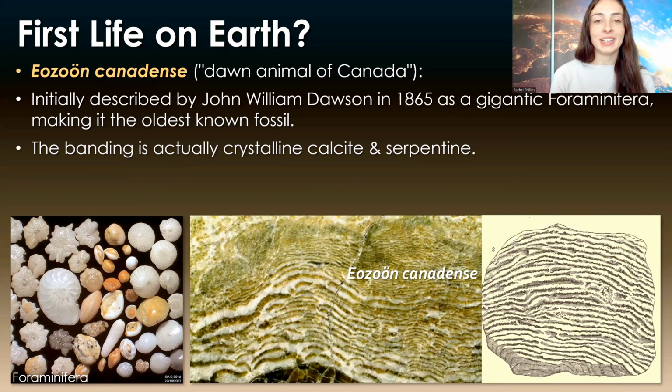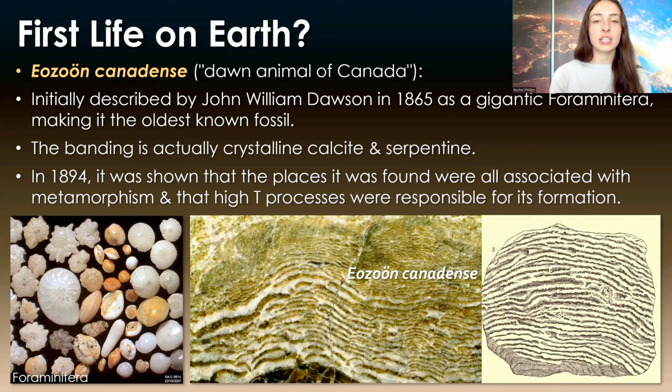And the banding, we now know, is actually just crystalline calcite and serpentine and forms completely abiotically. It was found in 1894 that it was all associated with metamorphism and that high temperature processes were actually responsible for its formation. So it wasn't actually a species of life. It was a species of chemical precipitation.